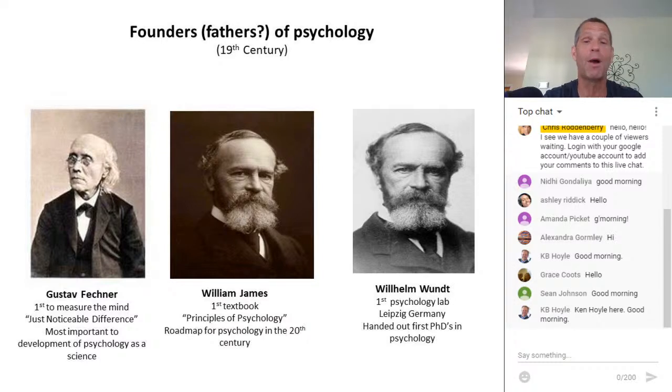So for the exam, I want you to know what each of these 3 people contributed to the founding of psychology. Gustav Fechner was the first to measure the mind and made psychology a science. Wilhelm Wundt opened the first psychology lab and gave out the first official scientific degrees. And William James wrote the first textbook and provided a roadmap for the study of psychology in the 20th century.